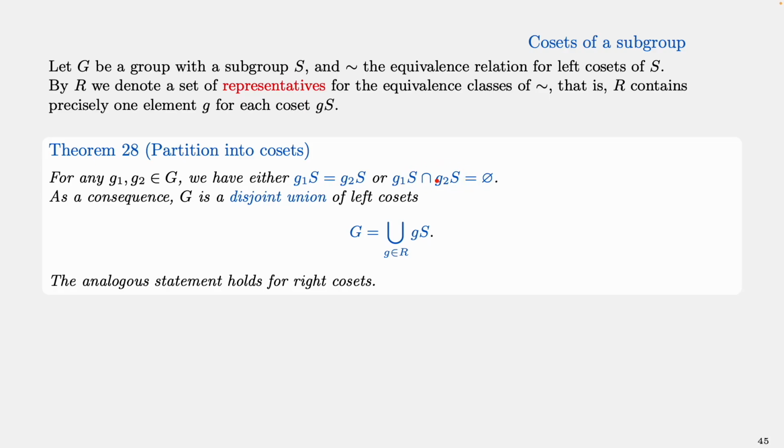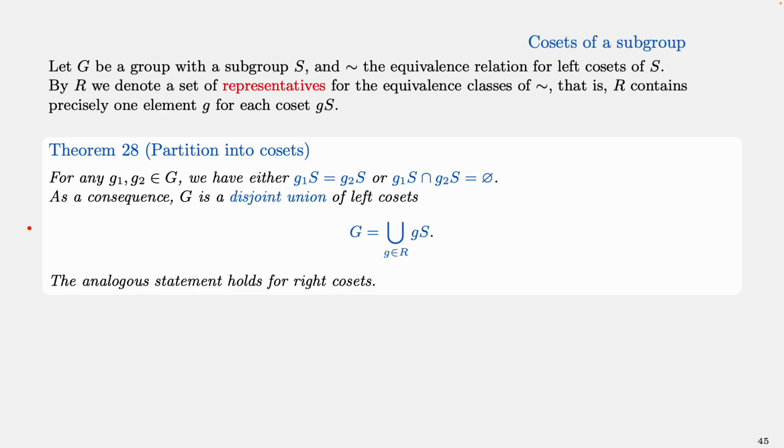And as a consequence of this, G is a disjoint union of left cosets. So G is equal to the union of the cosets gS, where I take the union over the representatives for each coset. So each coset appears exactly once in this union, because I have only one representative for each coset. And this is a direct consequence of this property here. And of course, the analogous statement holds for right cosets.